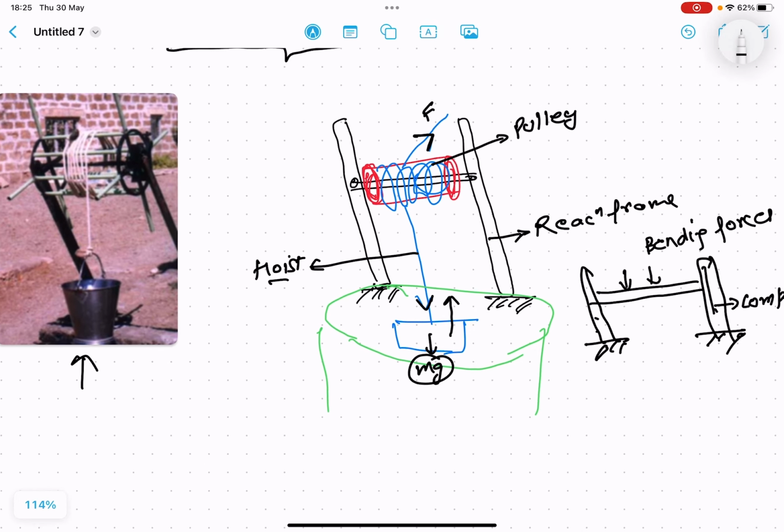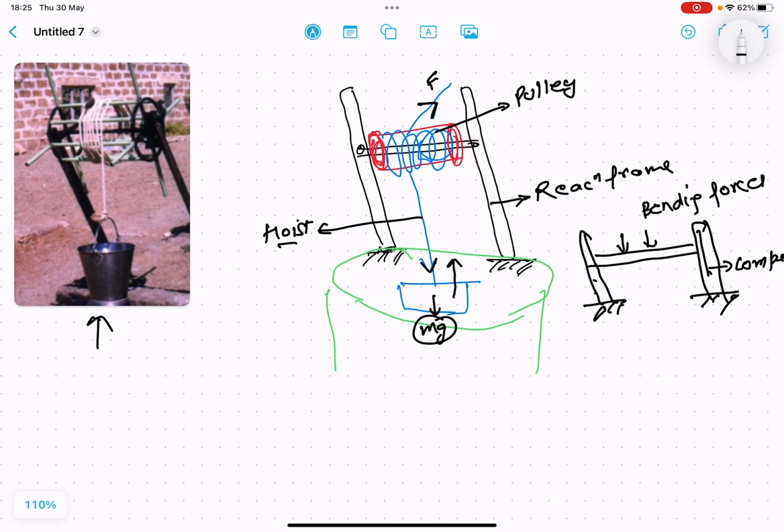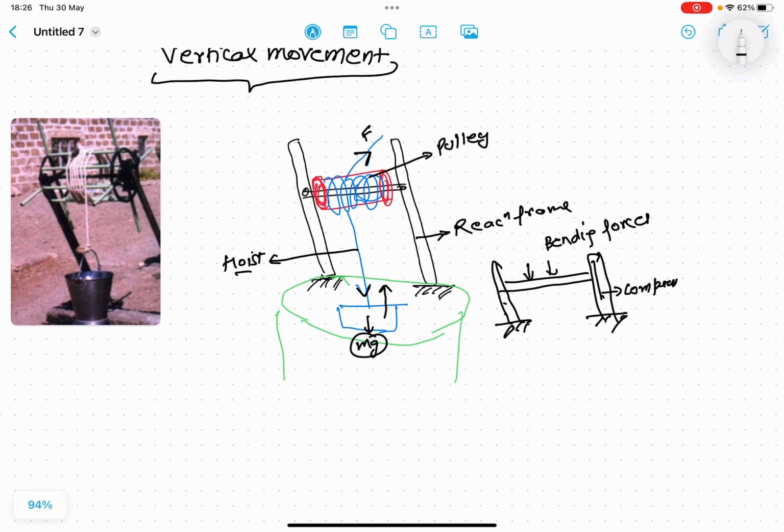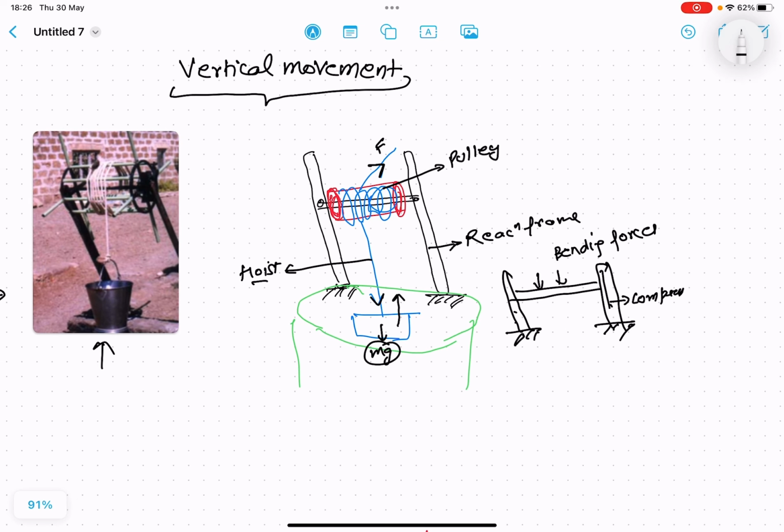If we want to lift something, we must first have a reaction frame, a pulley, and a hoisting system, and we have to put in the effort so that the tension in the rope is equal to or greater than the weight of the object being lifted. The column generally undergoes compression, and the supporting system of the pulley undergoes bending forces. This is the principle used for heavy lifting, for the vertical movement.